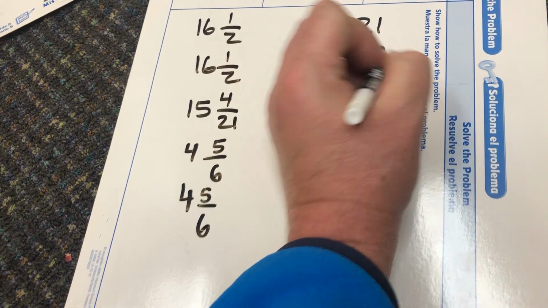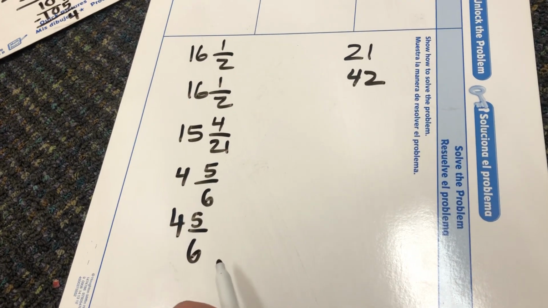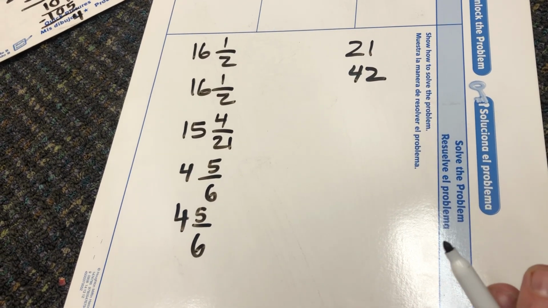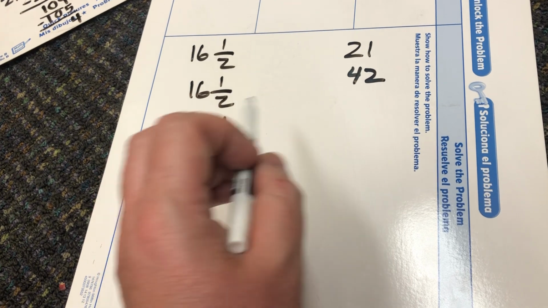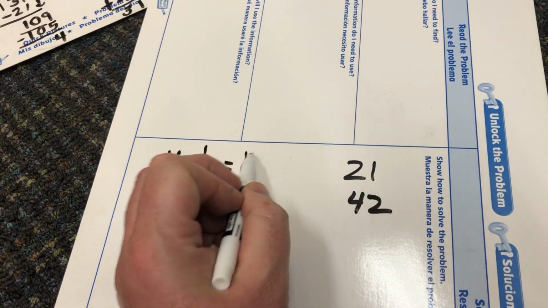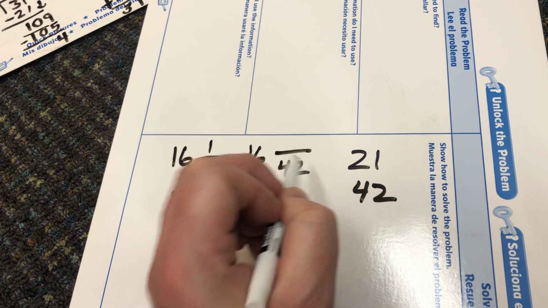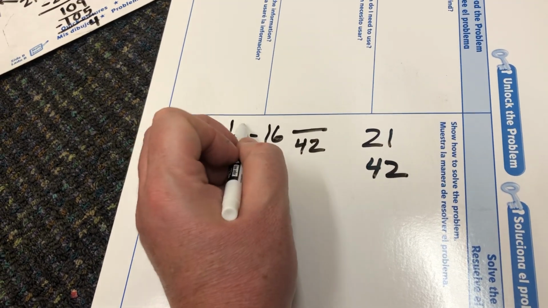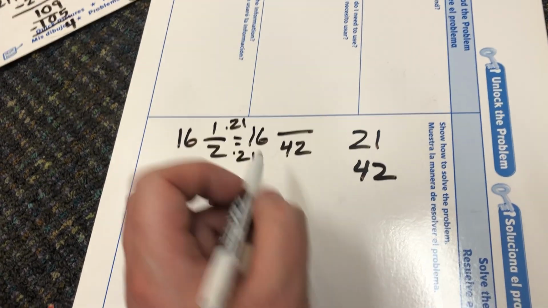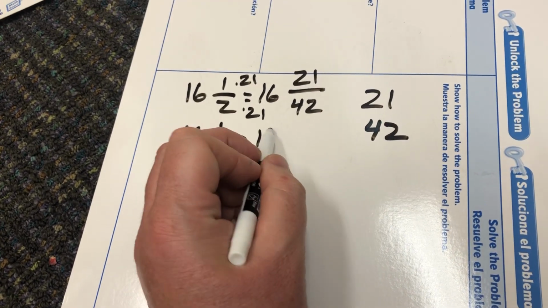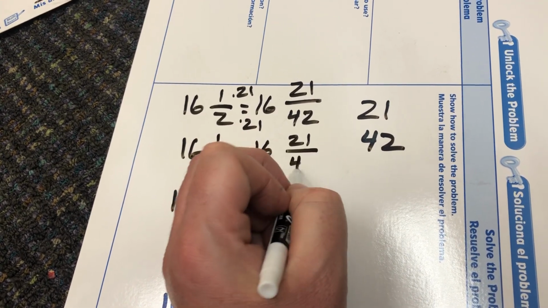21 times 2 is 42. Well, I know that 6 times 7 is 42. So I like that. And I know that it is an even number because it ends in 2. So I can make everything 42. This is going to become 16 and something over 42. Well, what did I do to get 42? Well, I multiplied it by 21. So I have to do 1 times 21. 1 times 21 is 21. So this one also becomes 16 and 21 over 42.